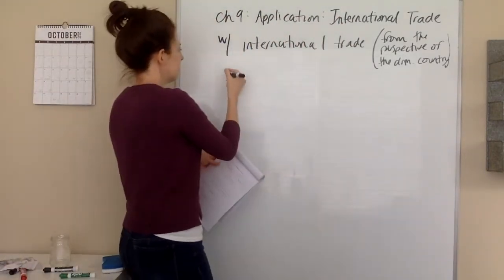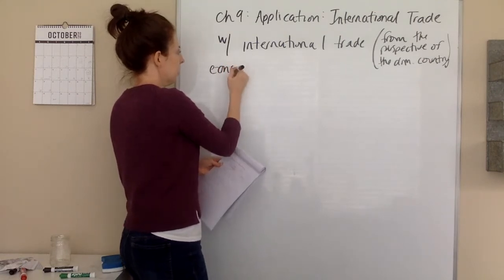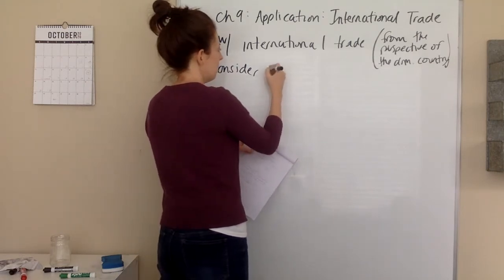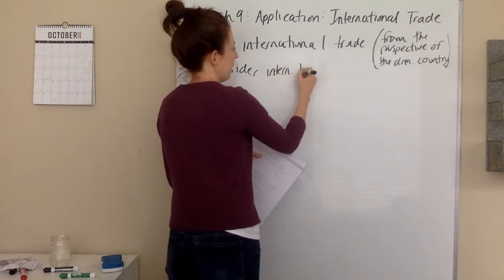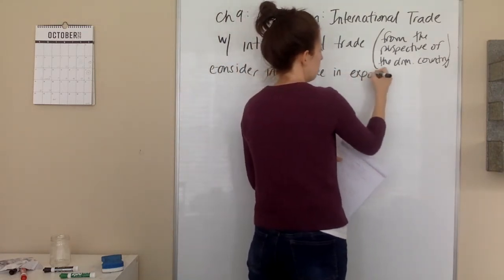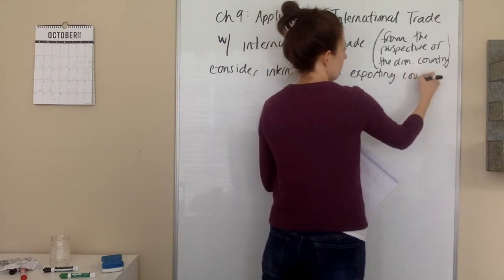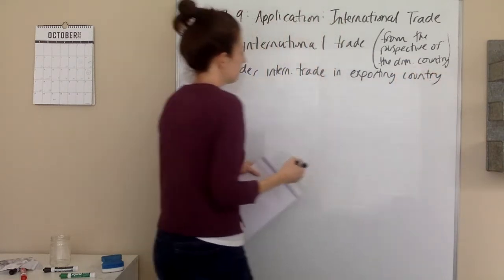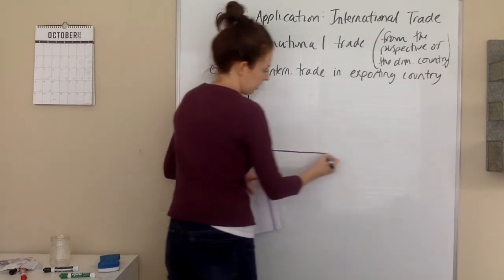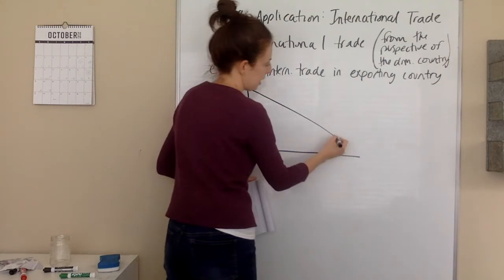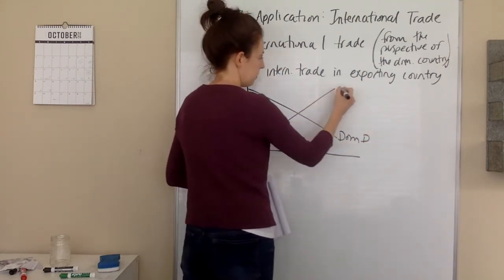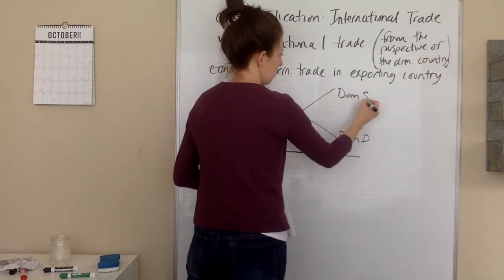Okay, so let's first consider international trade in an exporting country, or when the domestic country is exporting. If that's the case, then the domestic market is going to have some domestic demand. They're going to have some domestic supply.